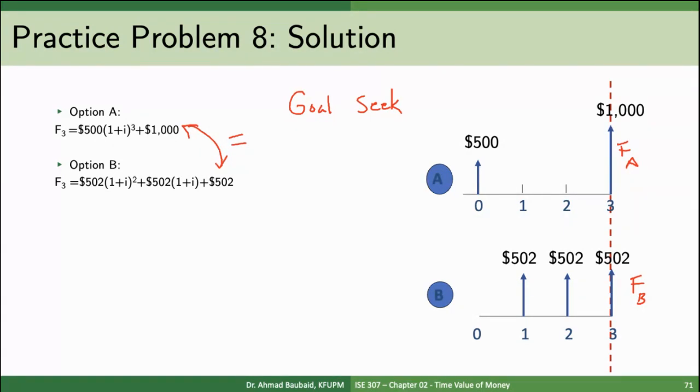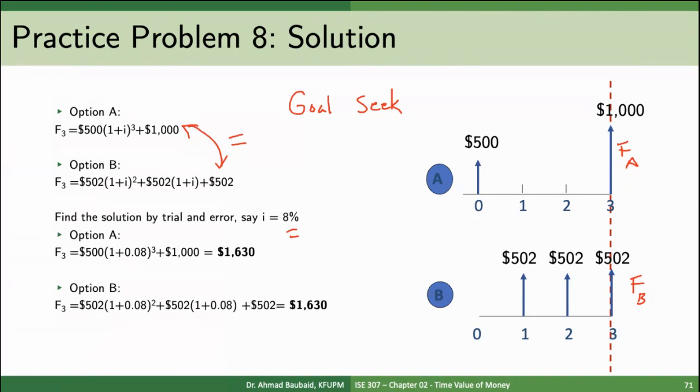It will search for I that makes the 2 expressions equivalent. Otherwise, you can just use trial and error if you don't have access to software. So you can just plug in, and in this case, they plugged in 8%. If you plug in 8%, you actually get that both are equal to each other: 1630 for option A and 1630 for option B. And so then you find the solution. The I, the interest rate that makes the 2 equivalent, is 8%, or approximately 8%. I'm not sure if these are exact. I imagine they are, but just in case they're not, you can say that it's approximately 8%.